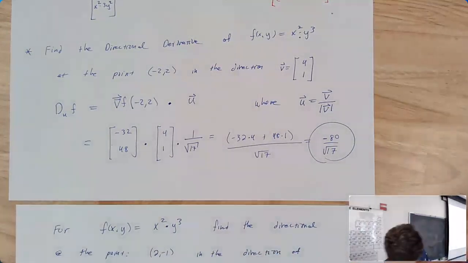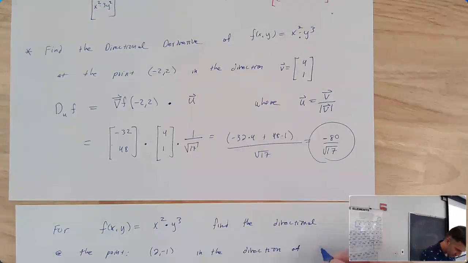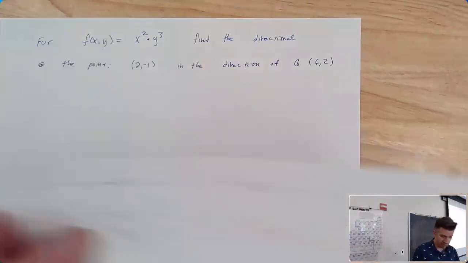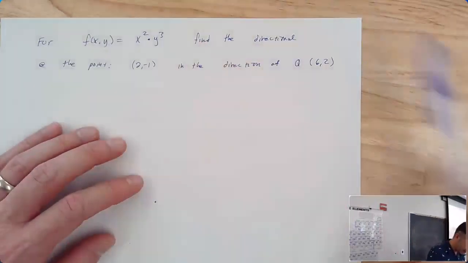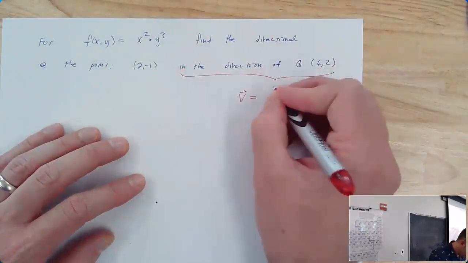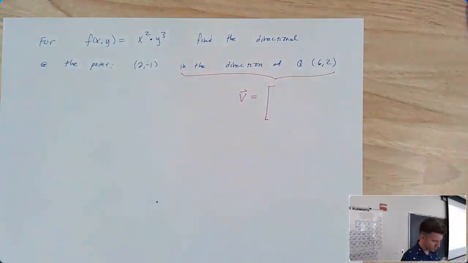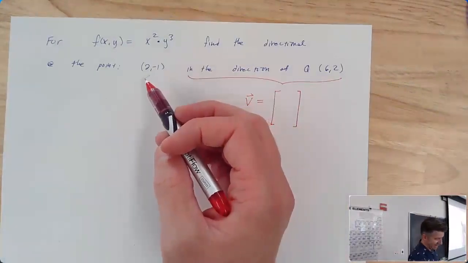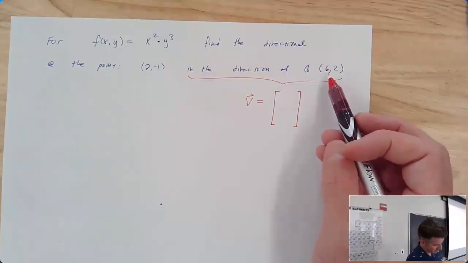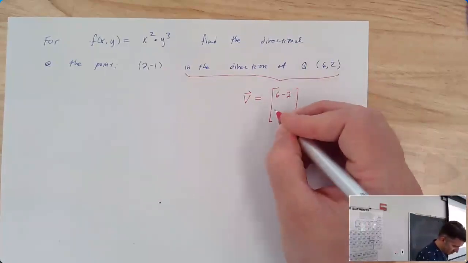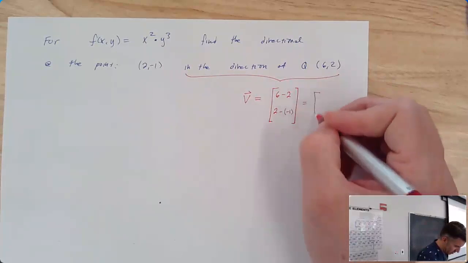What do we have here? Q is the point (6, 2). So let me ask you all: when I say the direction of Q (6, 2), what I'm really saying is, what is my vector v? There's actually an easy way to calculate it. If you're starting at this point and ending at that point, it's just this x minus that x and this y minus that y. So it's going to be 6 minus 2, 2 minus -1, which is (4, 3).